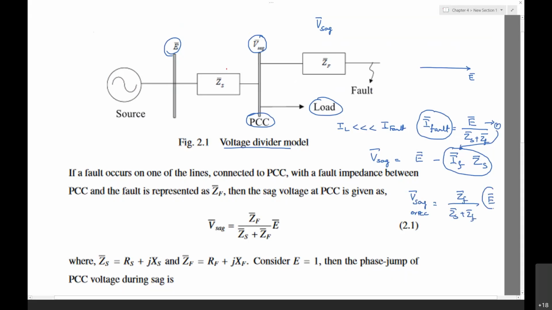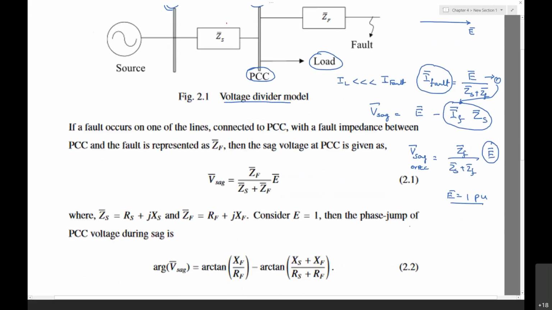If you take this E bar as a reference, that is, E bar is equal to 138 and it is a reference also, we get the V bar sag or PCC voltage equal to ZF bar by ZS bar plus ZF bar. Then obviously, if you want to find out the phase angle, we can find it also. What is the phase angle?